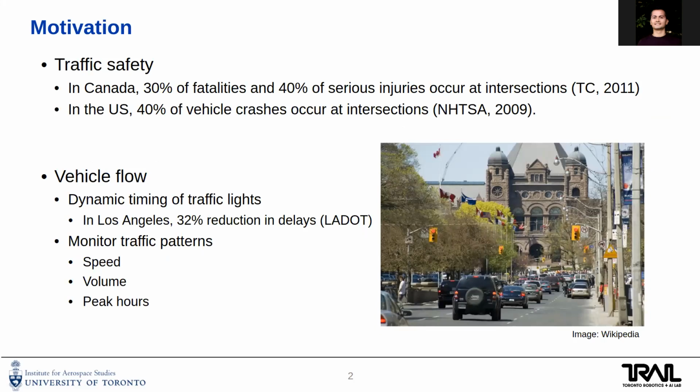The motivation for our study is twofold. First, we would like to contribute to improve traffic safety. In Canada, 30% of fatalities and 40% of serious injuries happen at intersections. And that statistic is about 40% in the United States. In terms of vehicle flow, being able to monitor vehicles as they approach and move through intersections will help reduce traffic delays and improve traffic flow.